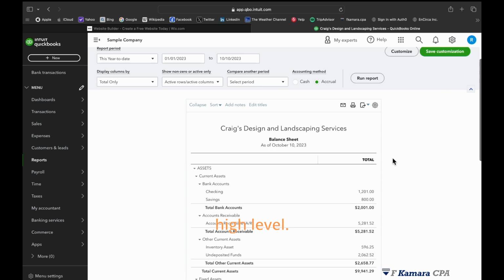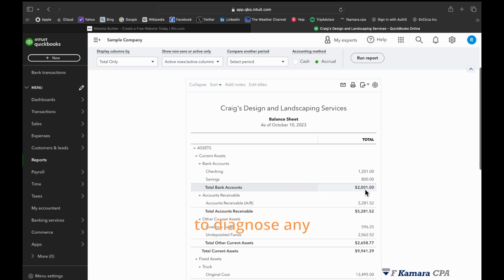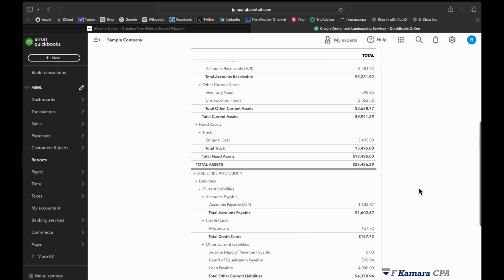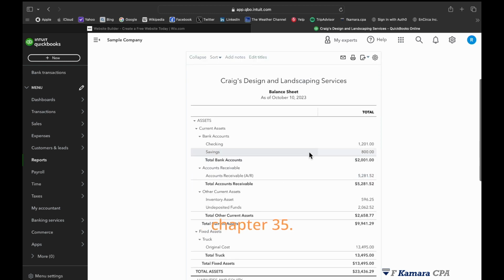This is just high level. We don't go into detail like calculating ratios to diagnose any inconsistency. We don't go into that detail. So this is just a high level, basic understanding for QuickBooks. That's the end of chapter 35.